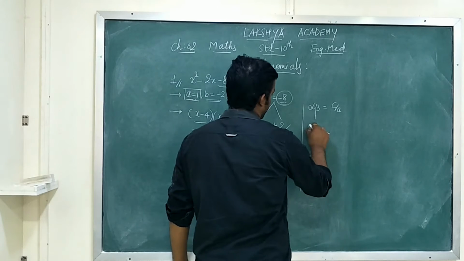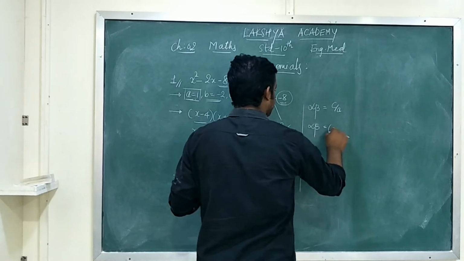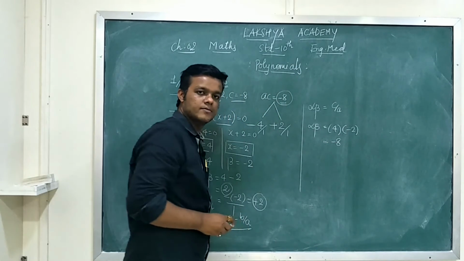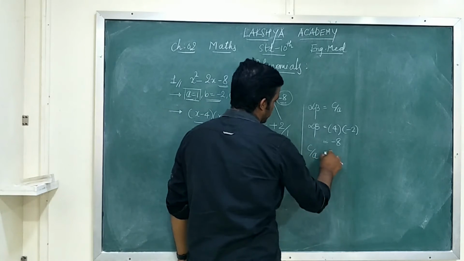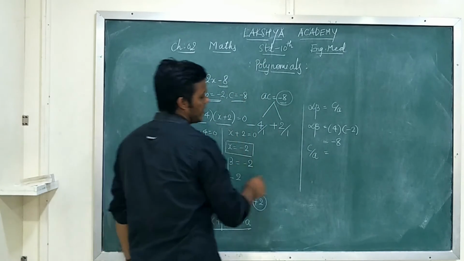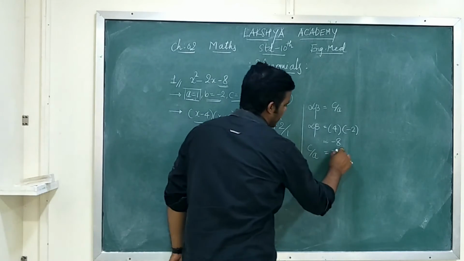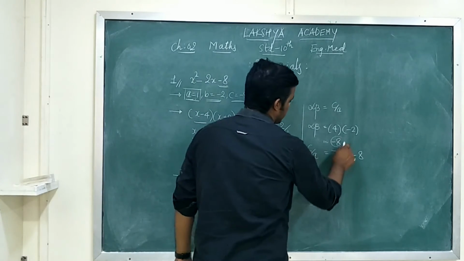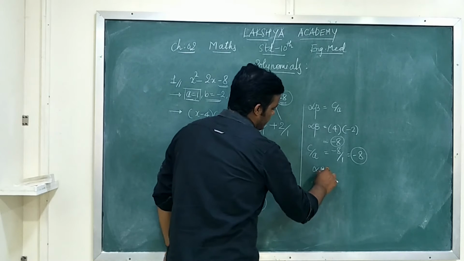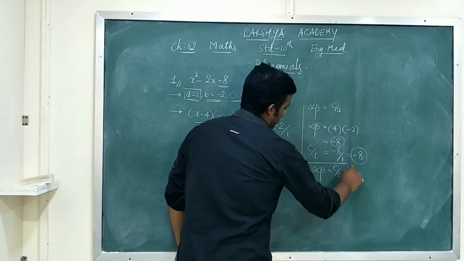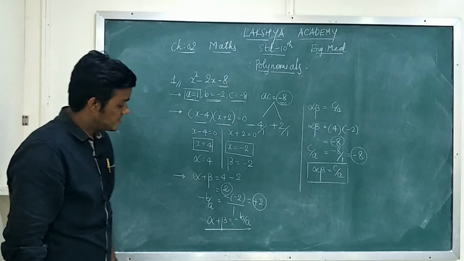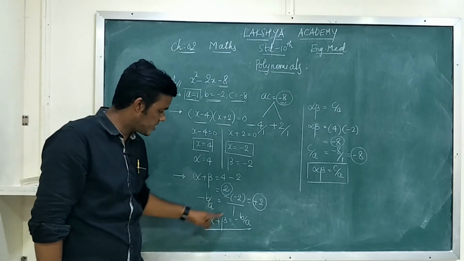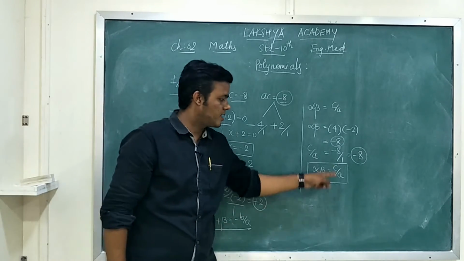Now moving towards the second relationship, which is alpha into beta equals c by a. Alpha equals 4, beta equals minus 2, so 4 times minus 2 is minus 8. And c by a: we know that c is minus 8 here, and a is 1, so minus 8 by 1 will be minus 8. Here as well you can see both the answers are same, so alpha into beta equals c by a. You can see that both the relationships are true for this polynomial, right? Alpha plus beta equals minus b by a, and alpha into beta equals c by a.